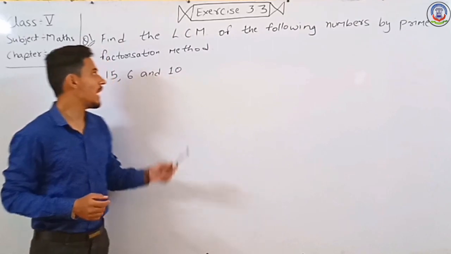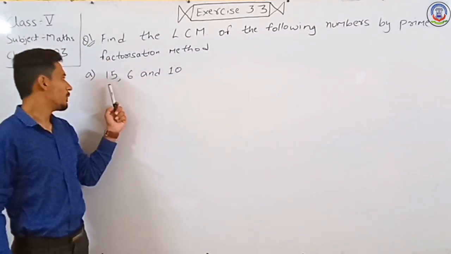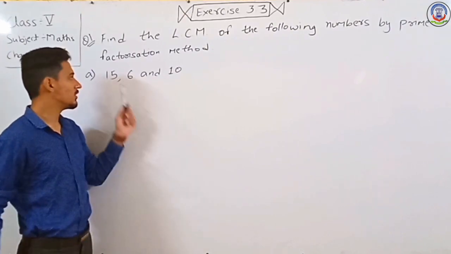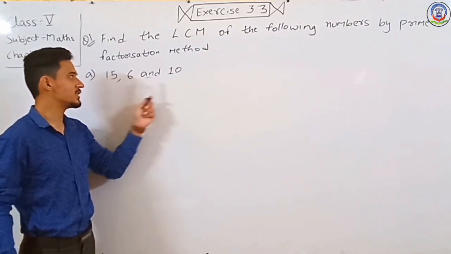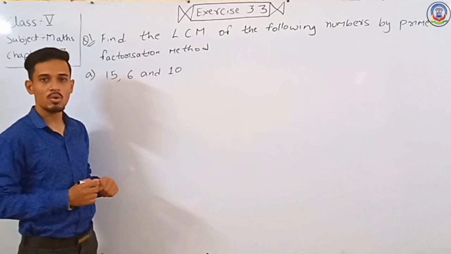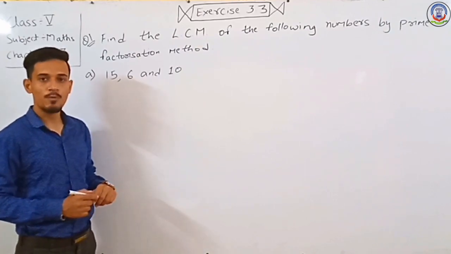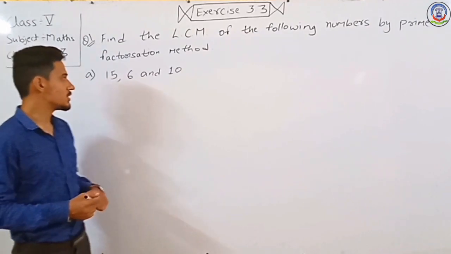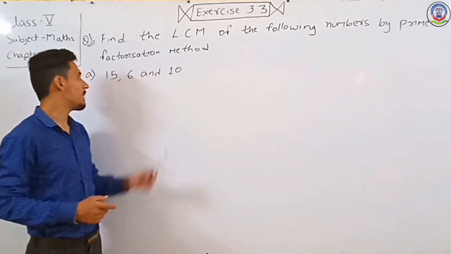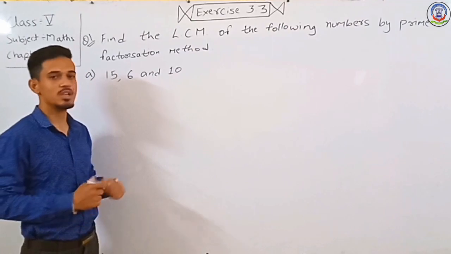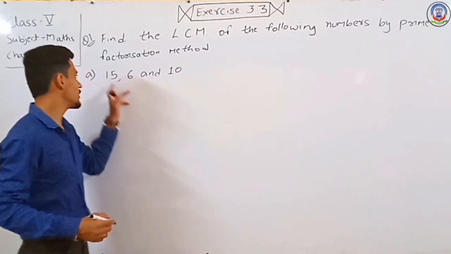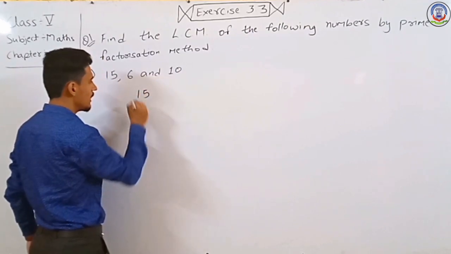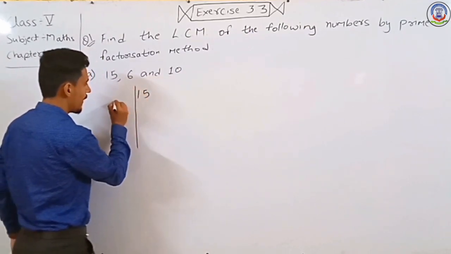So we have 15, 6 and 10. अब हमें इधर तीन नंबर दिए गए हैं 15, 6 और 10. तो इसमें हम लोग को क्या करना है? इनका LCM फाइंड करना है प्राइम फैक्टराइजेशन मेथड से. So first we have to find the prime factorizations of these numbers. So first we have 15. So here we write 15 and find prime factors.